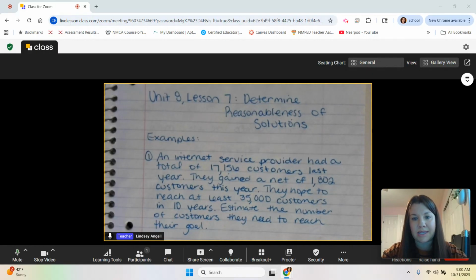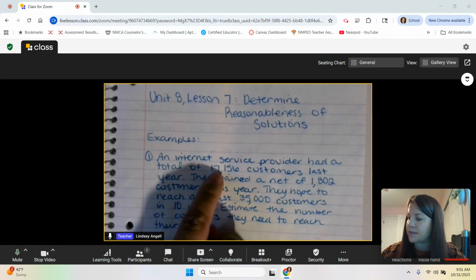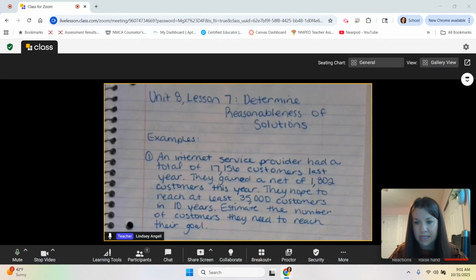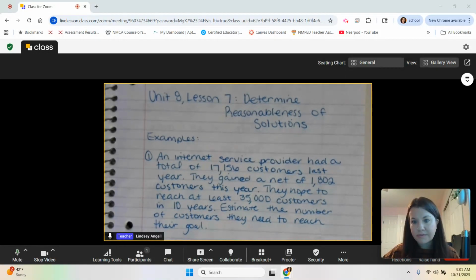So Unit 8, Lesson 7, determine reasonableness of solutions. A lot of times when you are working with equations, sometimes it's good to look at a number like 17,156. That's a very exact number, right? Sometimes it helps to estimate that to make sure, does my exact answer actually make sense with the problem? So that's what it means by determining the reasonableness of solutions.